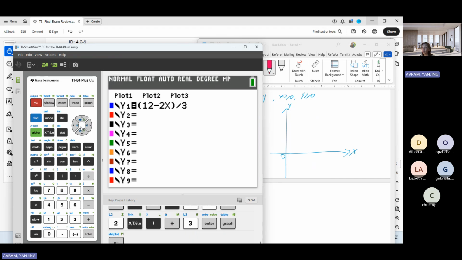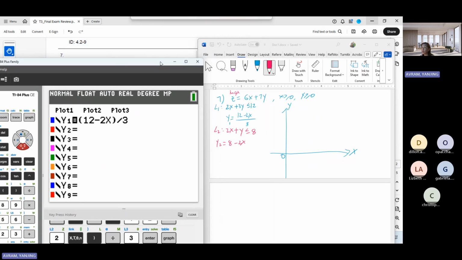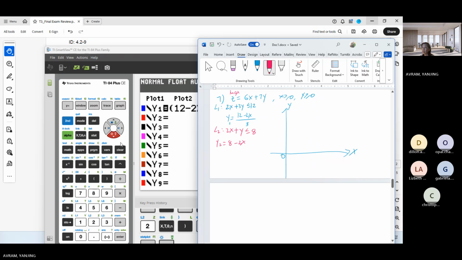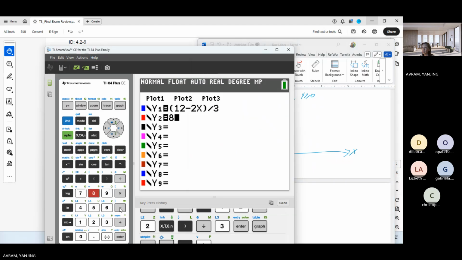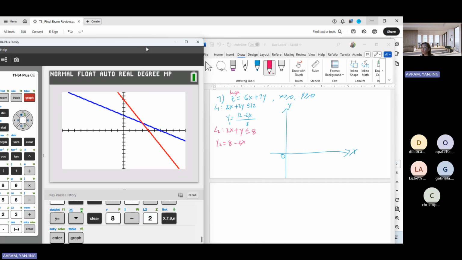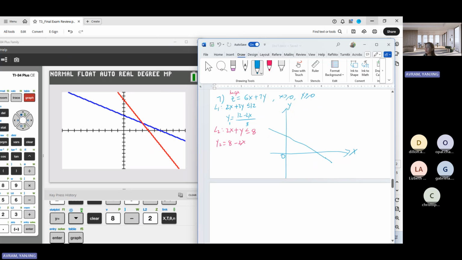And then you go to y2. So my y2 here will be just 8 minus 2x. Okay, and then graph. Oh, so this is my y2, right? So if you want to do a little bit of sketch, line 1 is something like that, right? And then your y2 is something like that, okay?